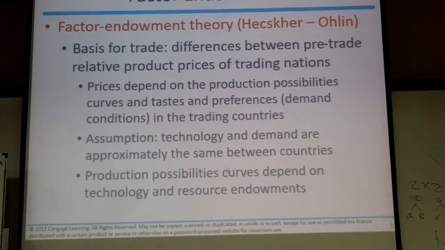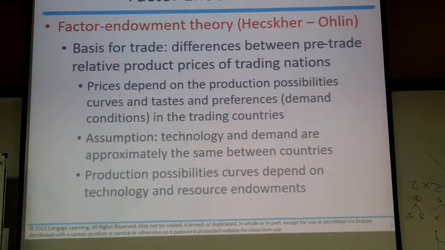Differences between free trade relative product prices of trading nations. Prices depend on the production possibilities frontier or curve, and taste and preference, demand conditions in the trading countries. Assumption of ceteris paribus, everything is the same. Technology the same. Demand the same between countries. So production curves depend only on technology and or resource endowments. So we just focus on resource endowment, okay?